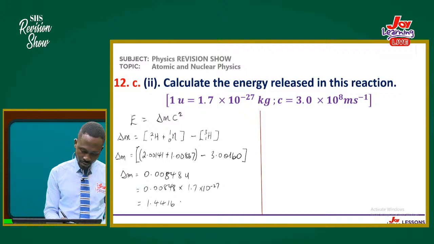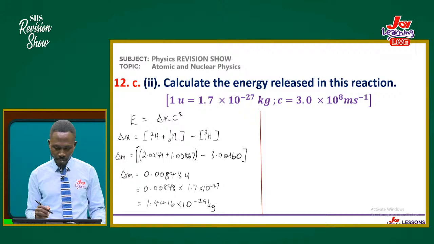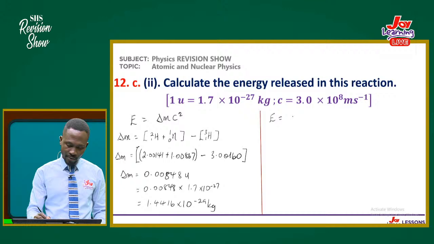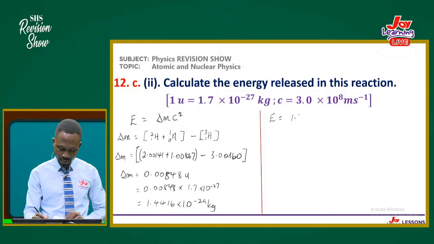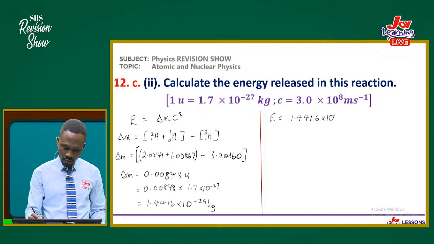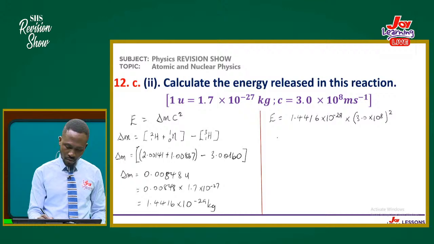So we are now coming to the energy released, which is E, because E is change in M c squared. We know the change in M, that is 1.4416 times 10 raised to the power negative 29, multiplied by the speed of light squared, so in bracket 3.0 times 10 raised to the power 8, all squared. So when you resolve it, you get your final answer to be 1.3 times 10 raised to the power negative 12 joules.